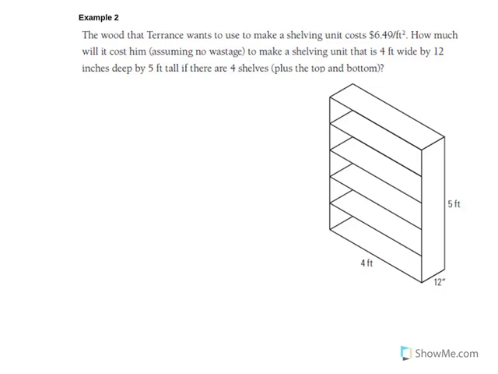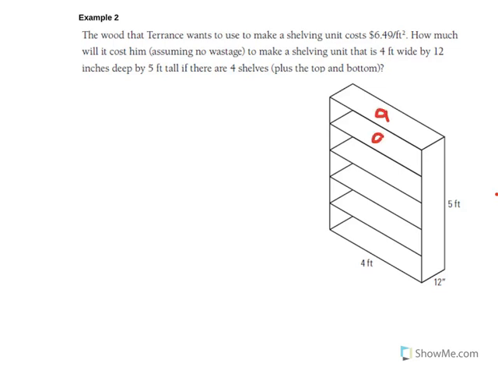Okay, example 2. The wood Terrence wants to use to make a shelving unit costs $6.49 per square foot. How much would it cost, assuming no waste, to make a shelving unit that is 4 feet wide by 12 inches deep by 5 feet tall, and there are 4 shelves? So the shelves are all the same.